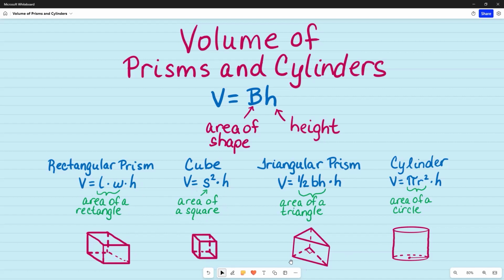Triangular prism: the base is a triangle, in this case a right triangle. And so half of the base times the height is going to give you the area of the triangle, and then whatever makes it three-dimensional will be what you're multiplying in order to get your volume.